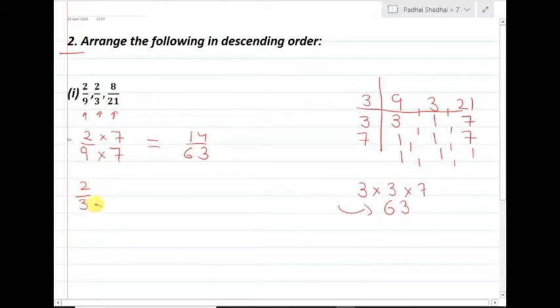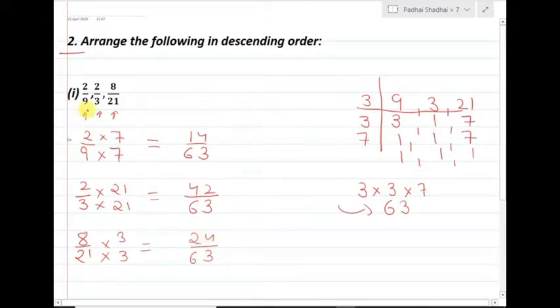Second one, 2 by 3. If we divide 63 by 3, we will get the answer 21. So we have to multiply both numerator and denominator by 21. So we will get base 63, and if we multiply the numerator by 21, 21 2s are 42. Same for the last one, beta, 8 by 21. If we divide 63 by 21, we will get the answer 3. So we have to multiply numerator and denominator both by 3. Okay, so here multiplying denominator by 3 and numerator by 3, we will get 63 in the denominator, and in the numerator 8 3s are 24.